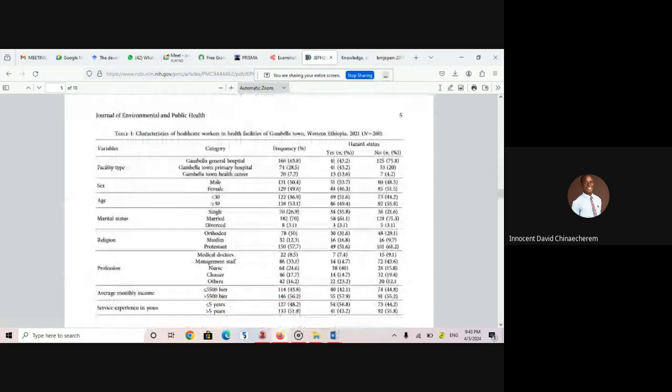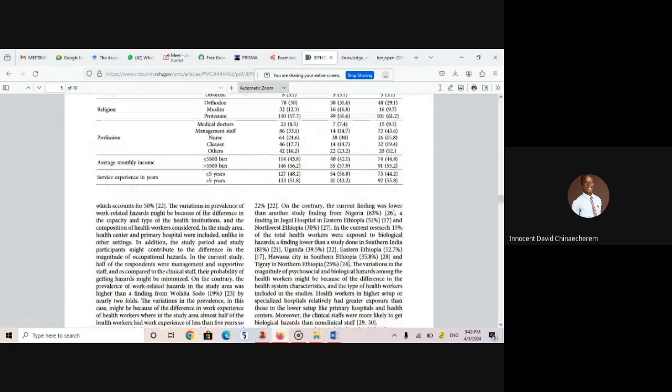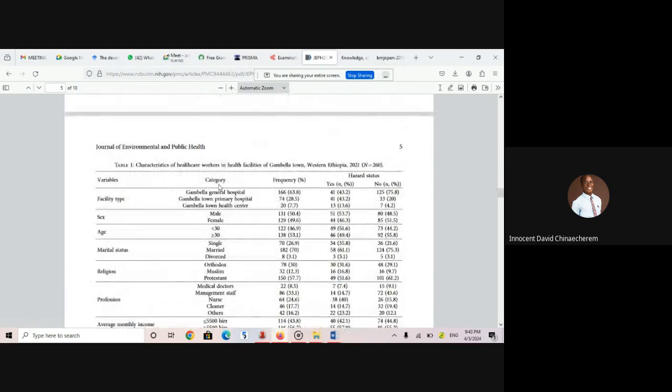So how do we get that? We get that from the table. So n here is 260. That means we anticipated 260. From this category, these are the people that chose: 166 plus 76, 74 plus 20 is going to give you 260. So it doesn't raise any concern. It doesn't raise any concern.